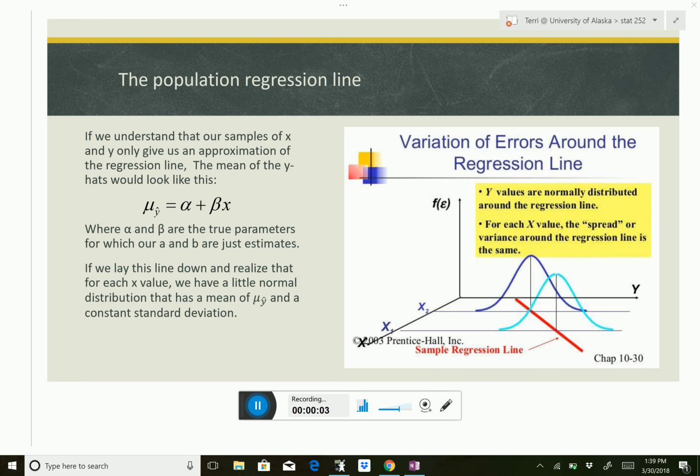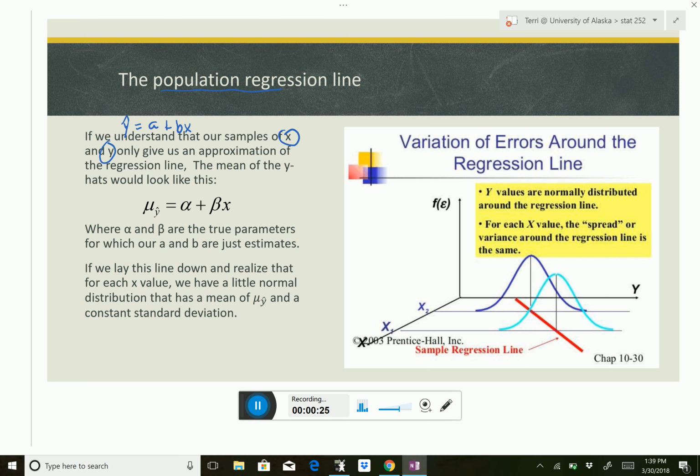Okay, now let's talk a little bit about a population regression line. That sounds kind of weird, but I want to remind you that the regression line that we found is called y hat equals a plus bx. So we have to understand that we have a sample of x and y, and that's only going to give us an approximation of the regression line.